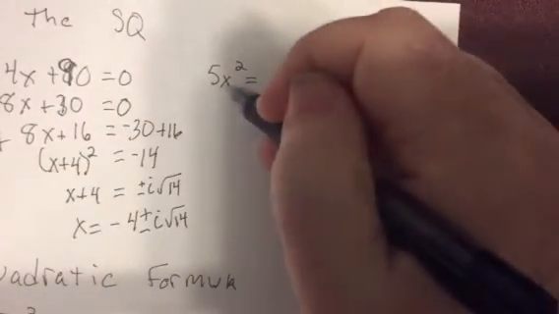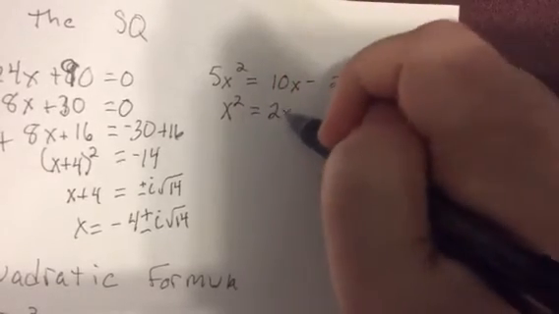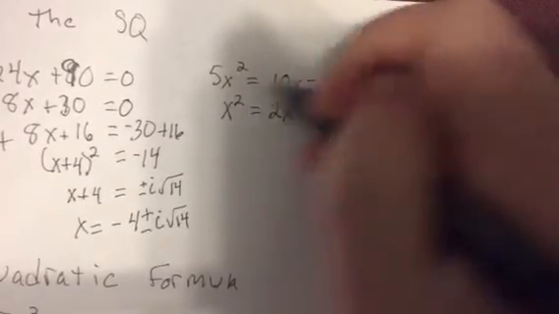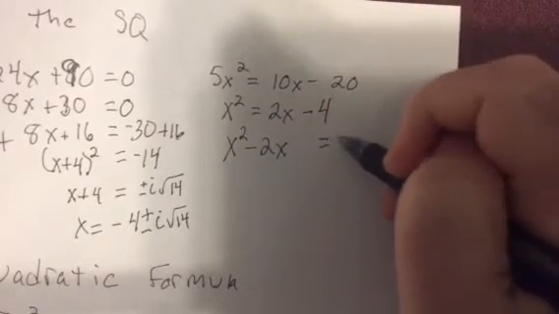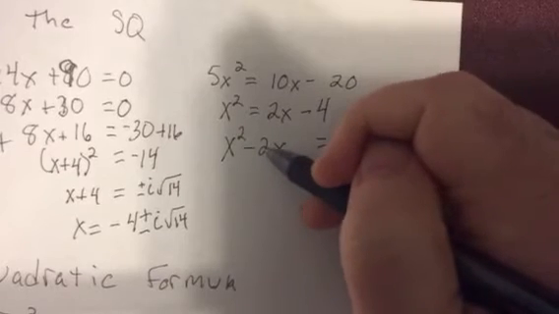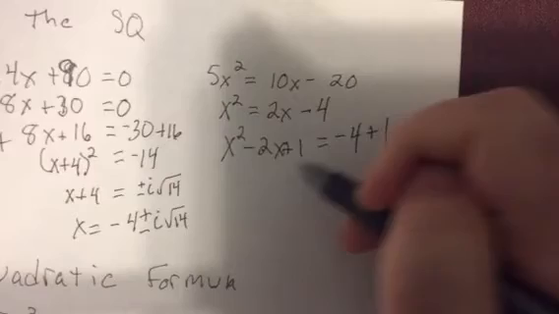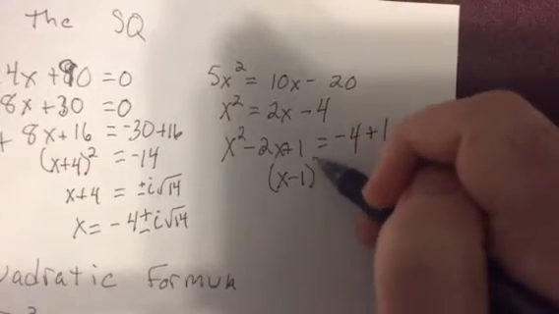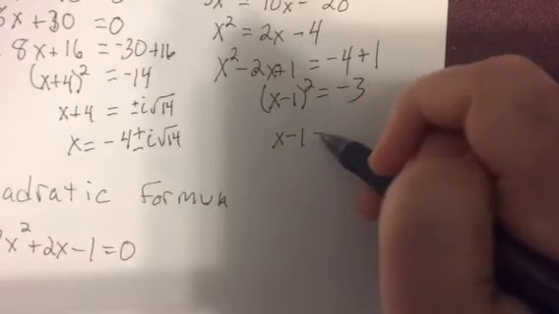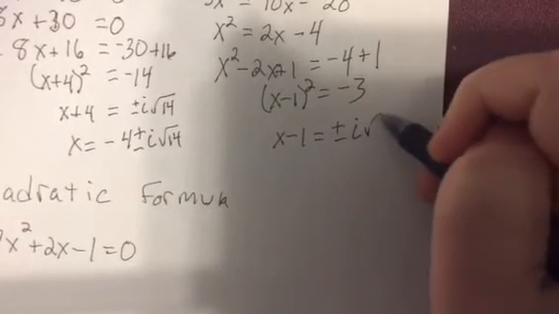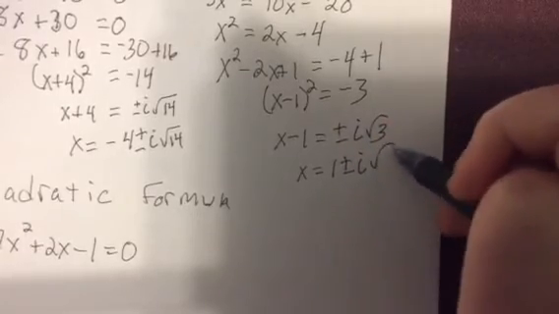Here, I'm going to divide everything by 5, so it'd be x squared equals 2x minus 4. I'm going to subtract the 2x to get the x's on one side so I can complete the square. The magic number, half of 2 is 1. 1 squared is 1, add it to both sides. x minus 1 squared equals negative 3. Square root, so x minus 1 equals plus or minus i square root of 3. So x equals 1 plus or minus i square root of 3.